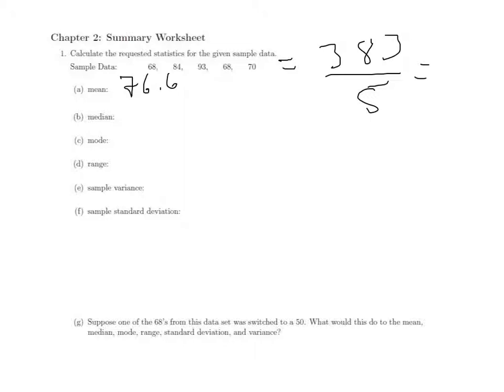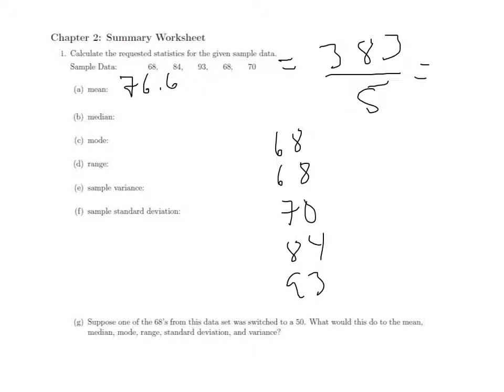Now to get the median, we need to arrange the numbers in ascending order. The smallest one I'm seeing is 68, and then there's another 68, then a 70, then an 84, and then a 93 is the last one. The median will be the middle number, and since we have an odd number of numbers, 70 will be our median, because there are two numbers less than that and two numbers above it. So the median is 70.